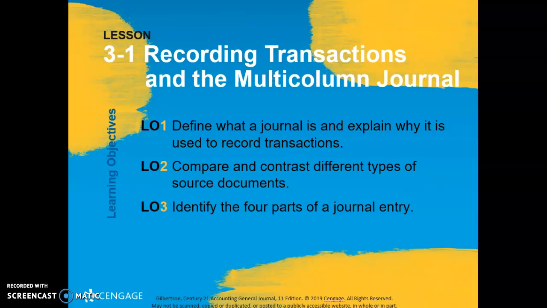This video is for lesson 3-1. We will be recording transactions using a multi-column journal. Our learning objectives: we will define what a journal is and explain why it is used to record transactions. We will compare and contrast different types of source documents, and we will identify the 4 parts of a journal entry.